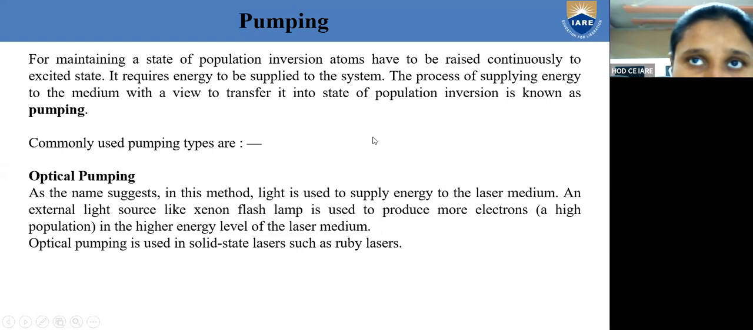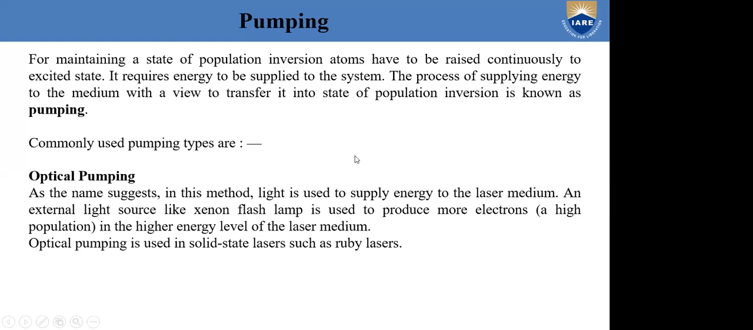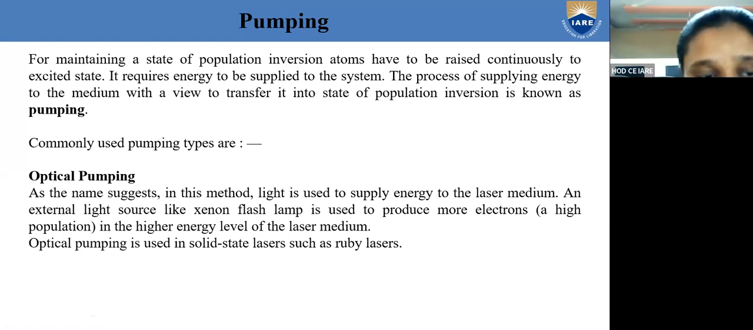Optical pumping, electric discharge, atom-atom collision, direct conversion, chemical reactions. Depending upon the type, we'll have different types of lasers. Different types of lasers are going to use different pumping methods. So in our syllabus, we have two lasers. One is the ruby laser, the other one is the helium neon laser. There you will be able to understand this pumping method more when I discuss those lasers.